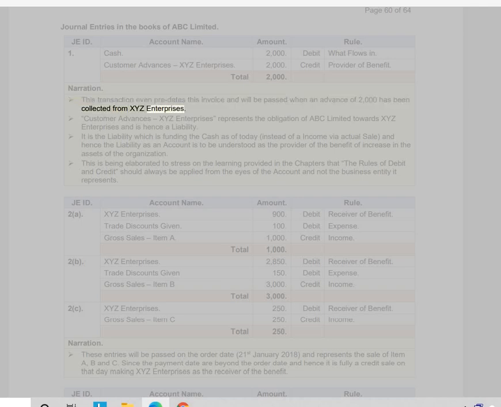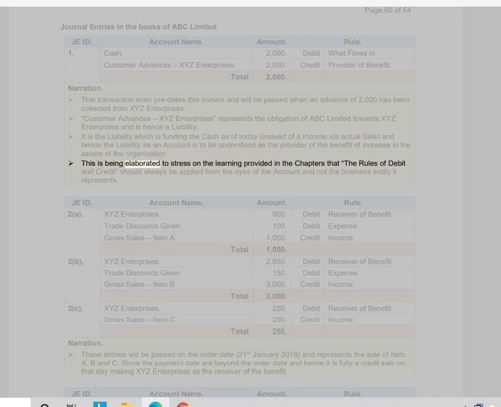collected from XYZ Enterprises. Customer advances, XYZ Enterprises represents the obligation of ABC Limited towards XYZ Enterprises, and is hence a liability. It is the liability which is funding the cash as of today, instead of an income via actual sale, and hence the liability, as an account, is to be understood as the provider of the benefit of increase in the assets of the organization.